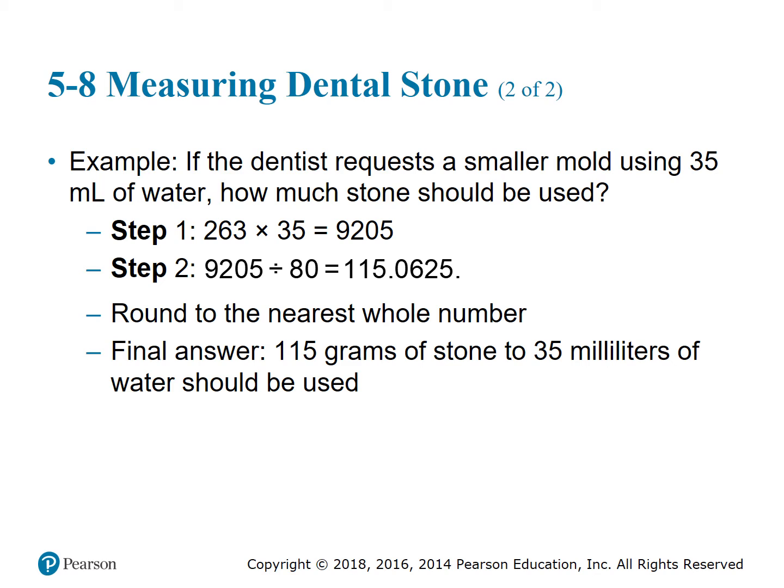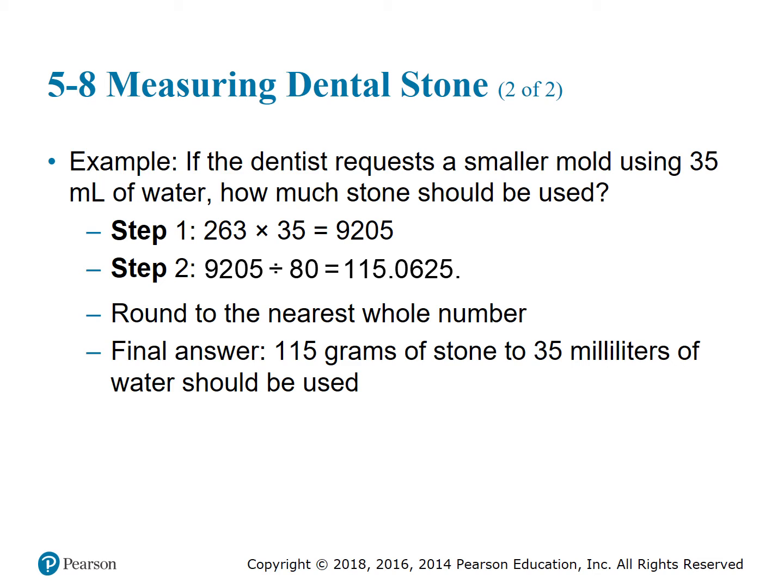Now, when we set this up as a proportion, we want to find out how much powder, right? So that's going to be our x. And we know how much water, right? This is 35 mLs of water. Now you can see how we can cross multiply here. In step 1, we're going to multiply 263 times 35, and that's going to give us 9,205. Then we're going to multiply the 80 and the x, and that's going to give us 80x. Right?